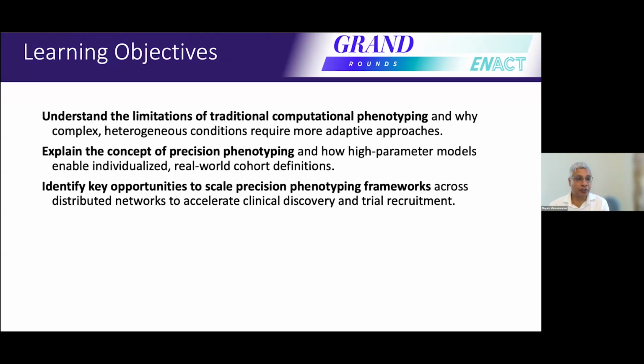So the learning objectives for this particular session are to understand the limitations of traditional computational phenotyping and why complex heterogeneous conditions require more adaptive approaches. And we know that one of the primary focuses of ENACT using the Shrine platform is traditional computational phenotyping. So in this, we're going to see more complex and adaptive approaches. Hossein will explain the concept of precision phenotyping and how high parameter models enable individualized real-world cohort definitions, and identify key opportunities to scale precision phenotyping frameworks across distributed networks like ENACT to accelerate clinical discovery and trial recruitment.